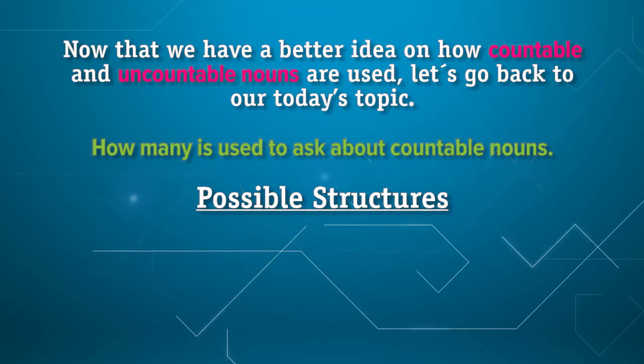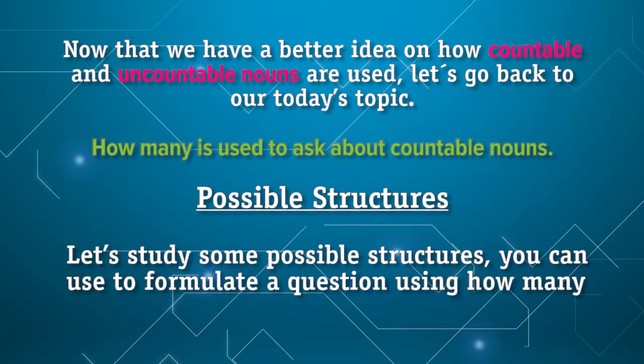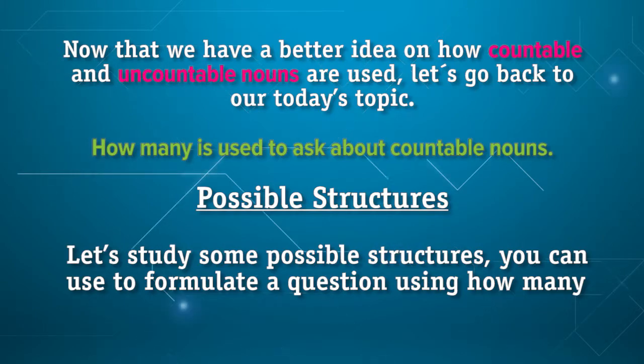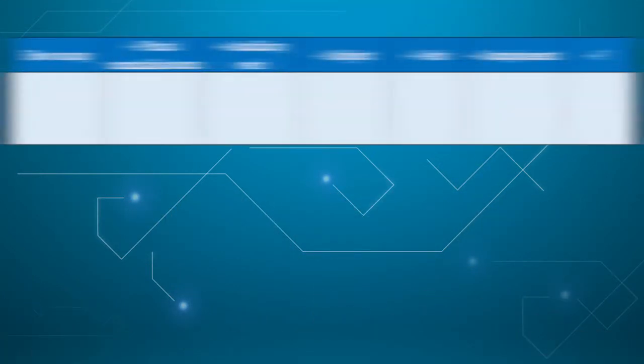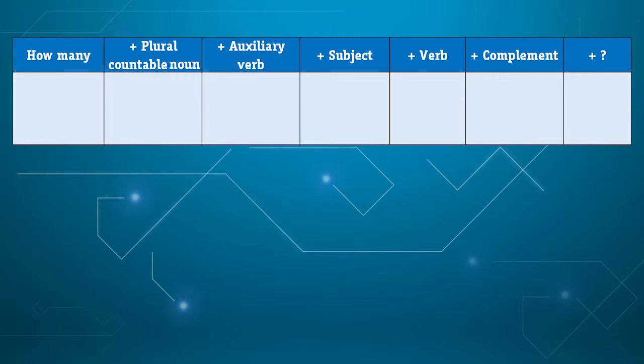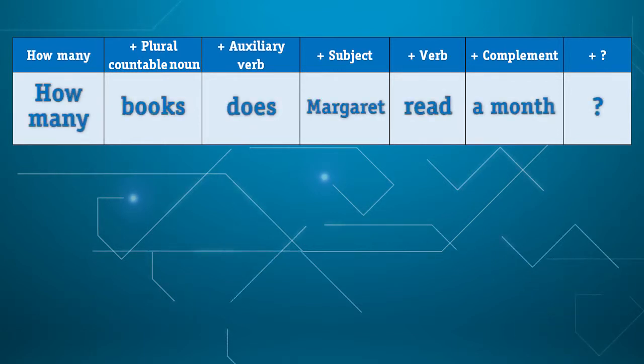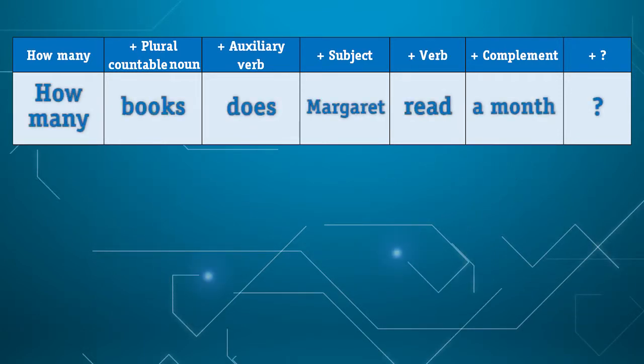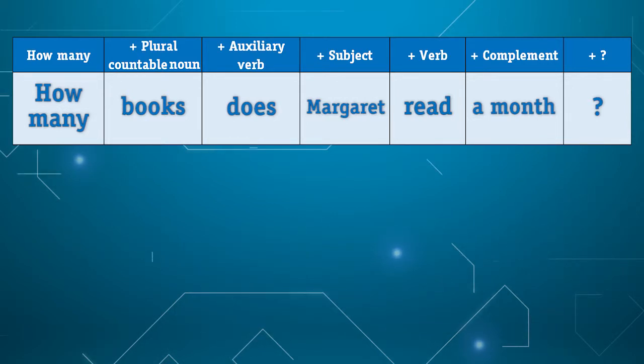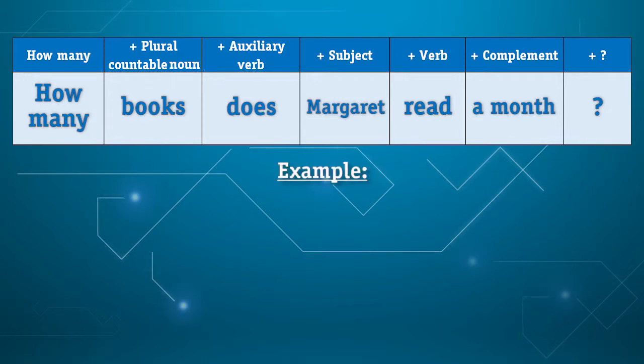Possible structures. Let's study some possible structures you can use to formulate a question using how many. How many plus plural countable noun plus auxiliary verb plus subject plus verb plus complement plus question mark. Sample: how many books does Margaret read a month?